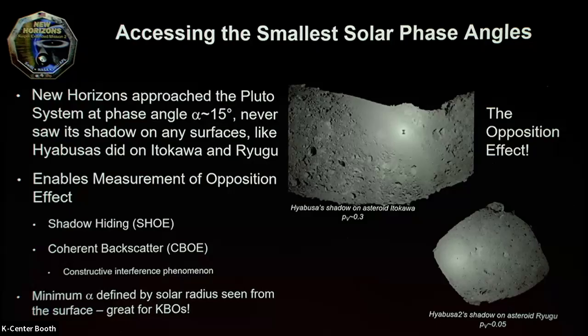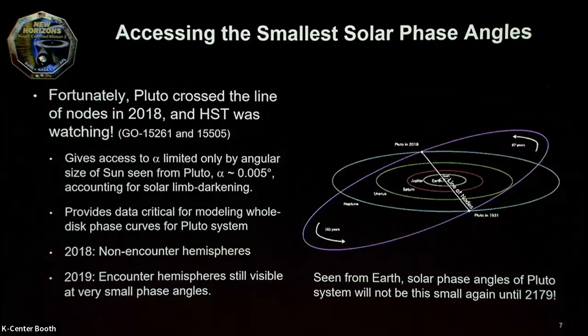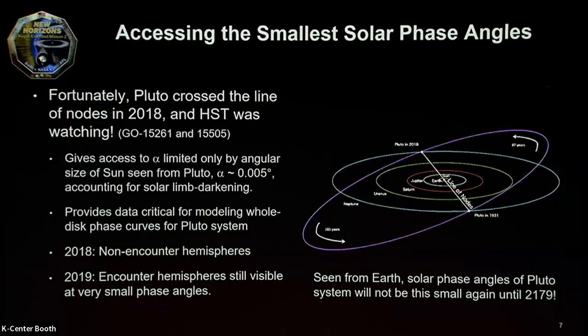So the minimum phase angle that you can observe an object at is defined by the angular size of the sun seen from that object, which for the KBOs is great because they're so far away from the sun. The sun is so much smaller out there. We have much more access to that region of the phase curve. For Pluto, very conveniently, Pluto crossed its line of nodes in 2018, so not long after the New Horizons encounter, and that gave us access to the smallest phase angles for the whole Pluto system.